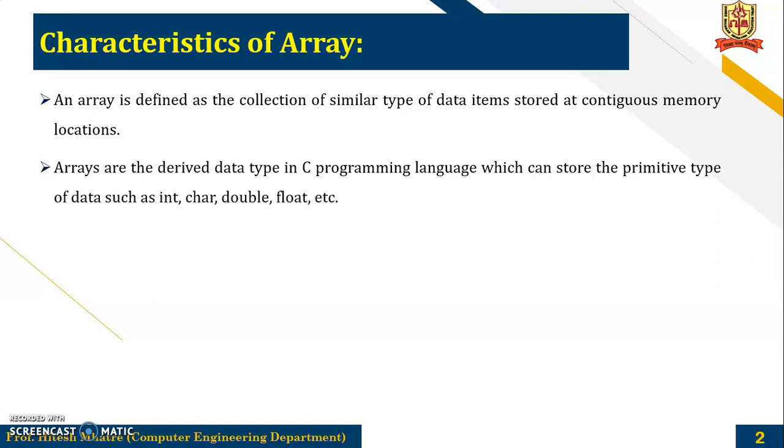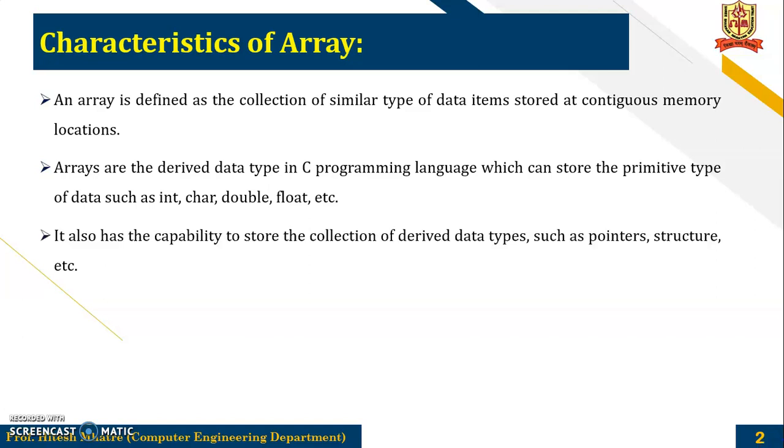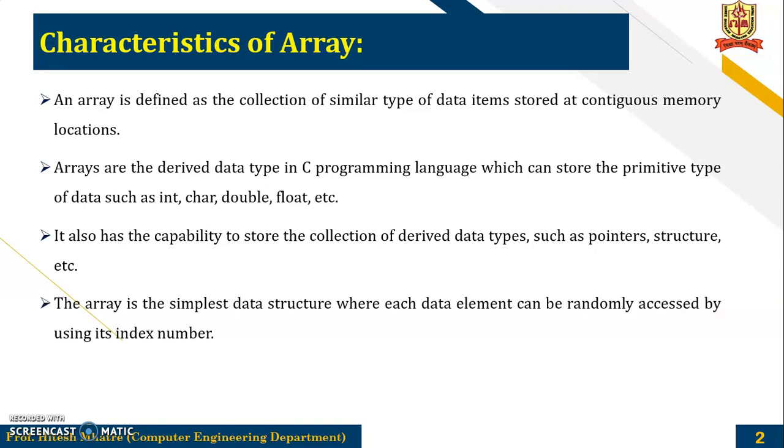Arrays are derived data types in C programming language, which can store the primitive data types such as integer, character, double, and float that we have already studied in the previous sections. It also has the capability to store the collection of derived data types such as pointers, structures, etc. So we can use arrays for pointers and structures as well. The array is the simplest data structure where each data element can be randomly accessed by its index number.